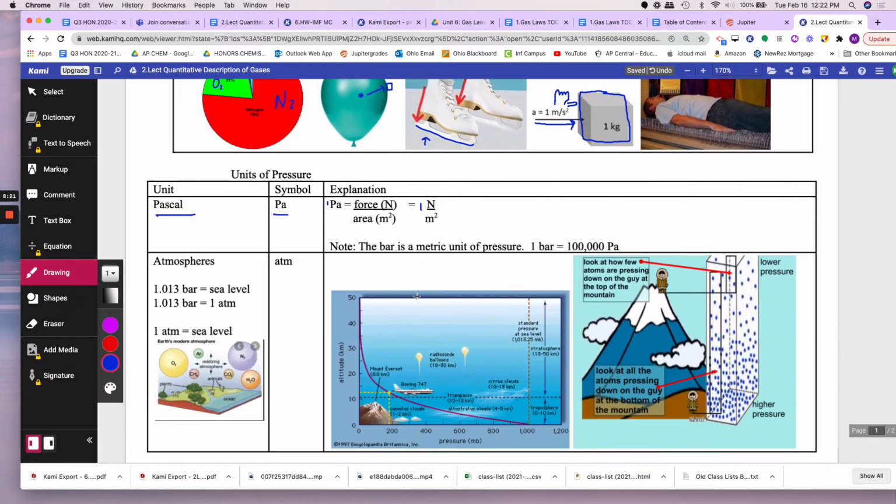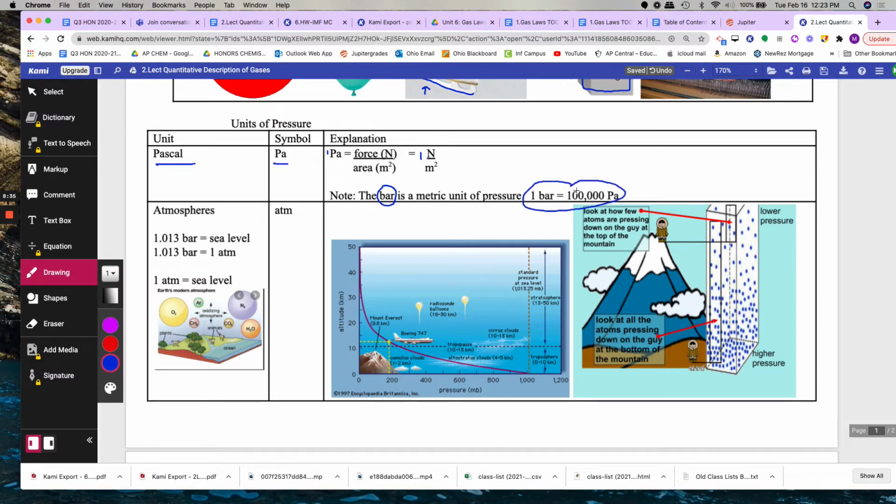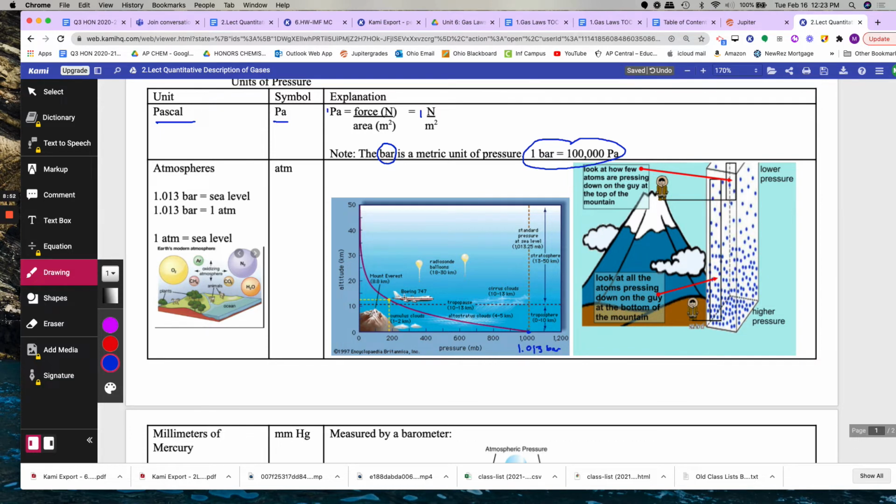Okay, so here are the units. We've talked about Pascal already. You also hear a pressure unit called the bar, which you will not be using in this class, but it's good to mention. A bar is 100,000 pascals. Also, if you are at sea level right here, you are experiencing 1.013 bars at sea level.